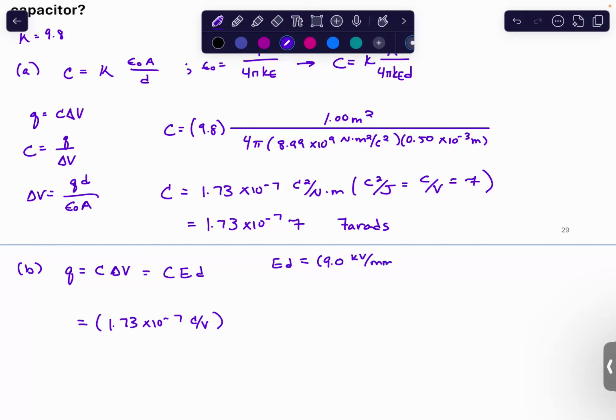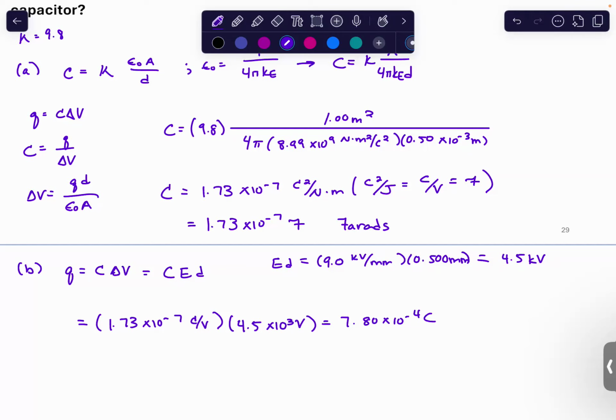Kilovolts per millimeter. Yeah, millimeters. So separation of millimeters, that's going to give us 4.5 kilovolts. The reason we did that is now we can just multiply by 4.5 times 10 to the third volts. Otherwise, we would have been fishing around to get all those units the same. Coulombs.